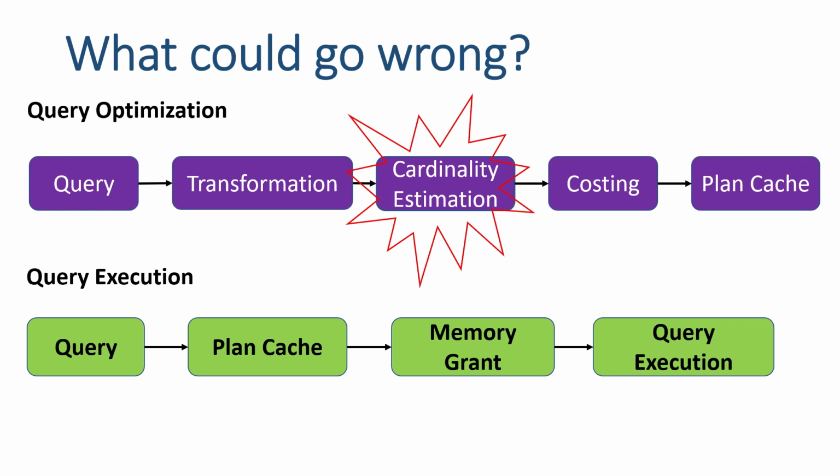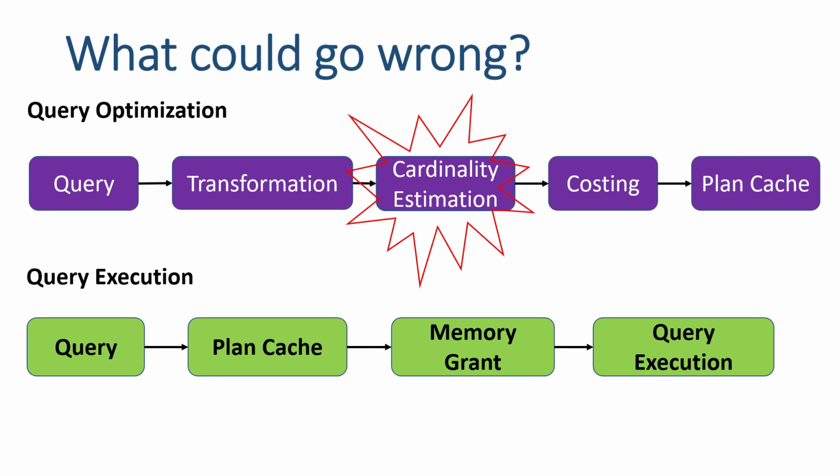And when that query actually goes to the execution phase, the wrong memory grant will be allocated to that particular query, right? Even before the query goes to the execution phase, these memory grants are allocated to the query based upon the hashes and sorts and based upon the cardinality estimates.